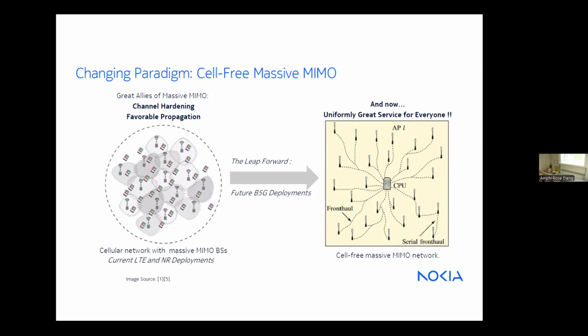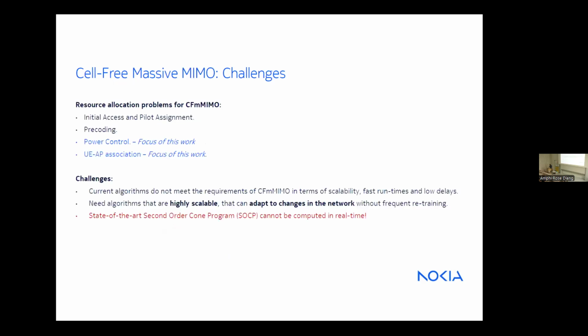The idea was first introduced by Thomas Marzetta, I believe, and basically it removes the need of cell edges. So everyone is served by all base stations at all times. In doing so, you of course face several problems. The key ones are initial access, which I do not handle in this work; precoding and power control, which I will talk about in this work; and finally UE-AP association, which I'll also talk about in this work.